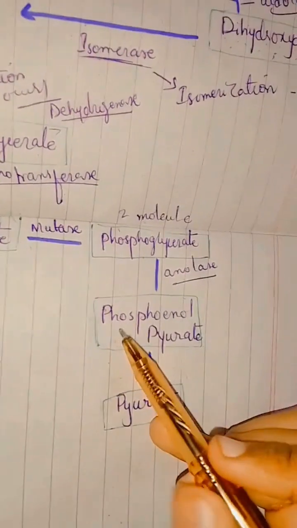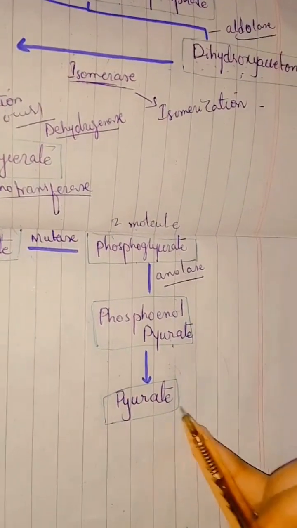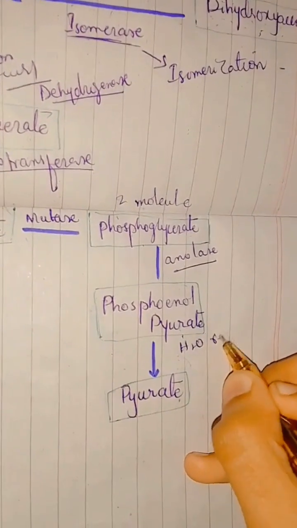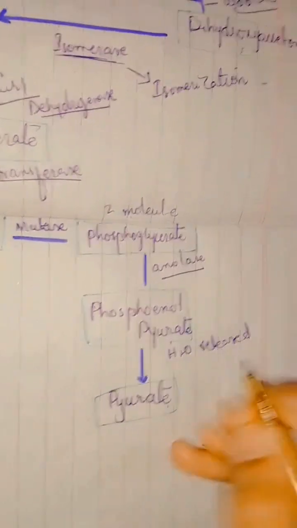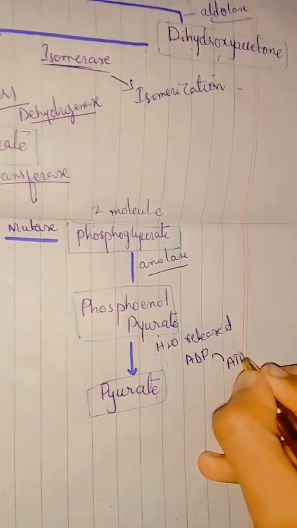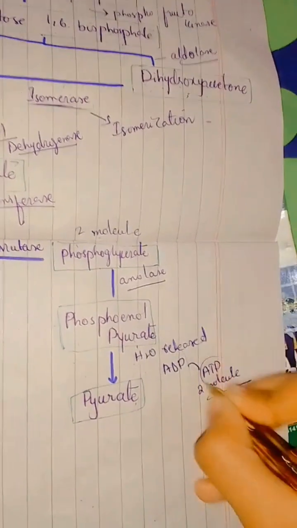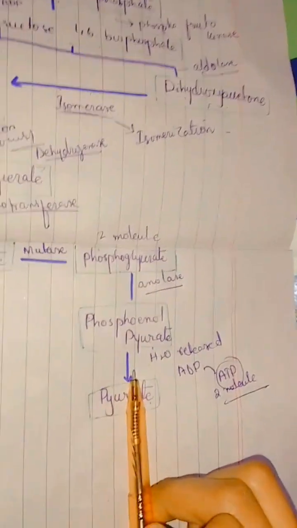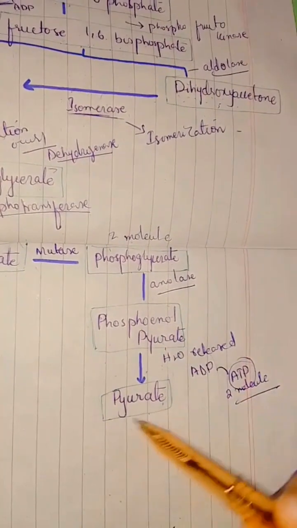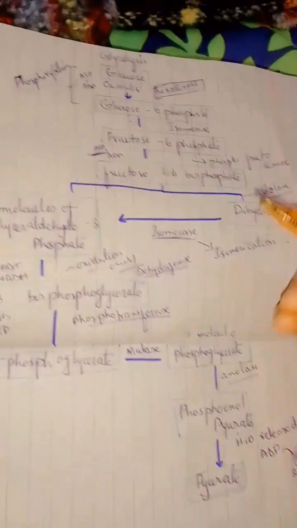The last step: phosphoenolpyruvate will convert into pyruvate, and here water is released as well, and ADP converts into ATP, meaning 2 molecules of ATP are formed here as well. In this last step, phosphoenolpyruvate converts into the simple pyruvate. So that was the whole process.